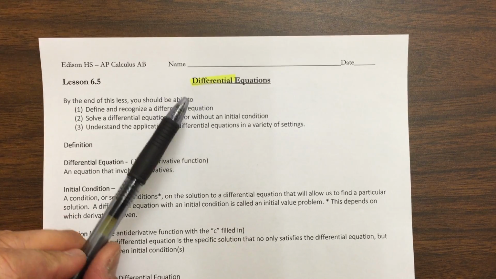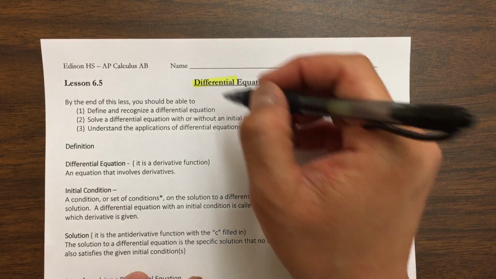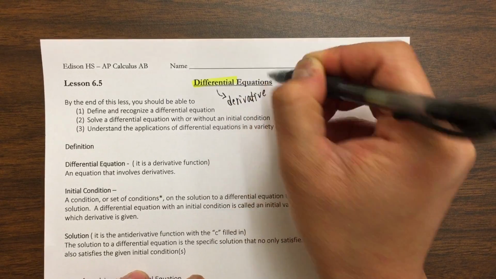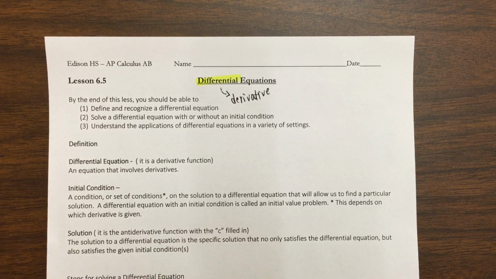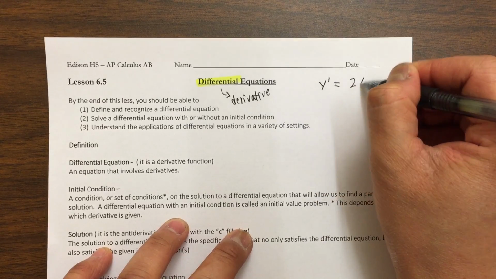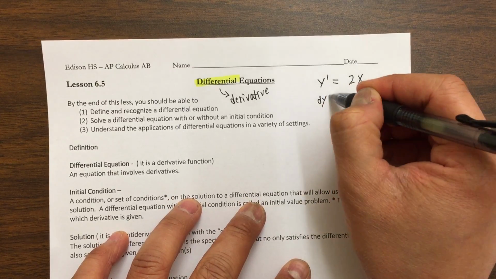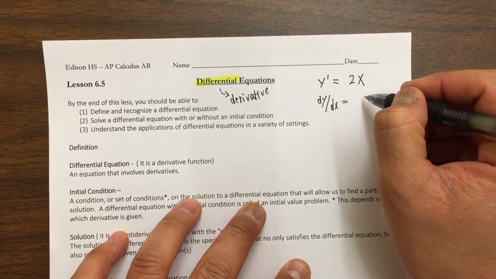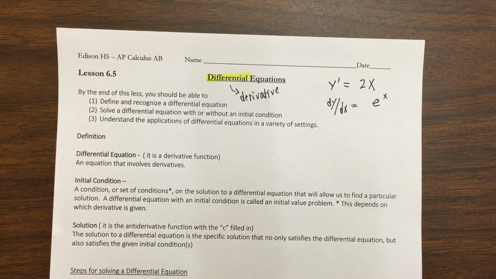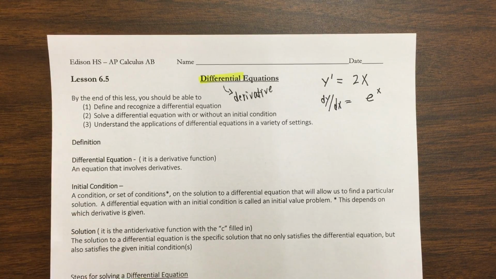Differential equation. What does differential mean? It means derivative. So this means derivative equations. We're given a derivative equation such as y prime equals 2x, or dy over dx equals e to the x. So basically we know the derivative function and we're trying to find the antiderivative, okay?